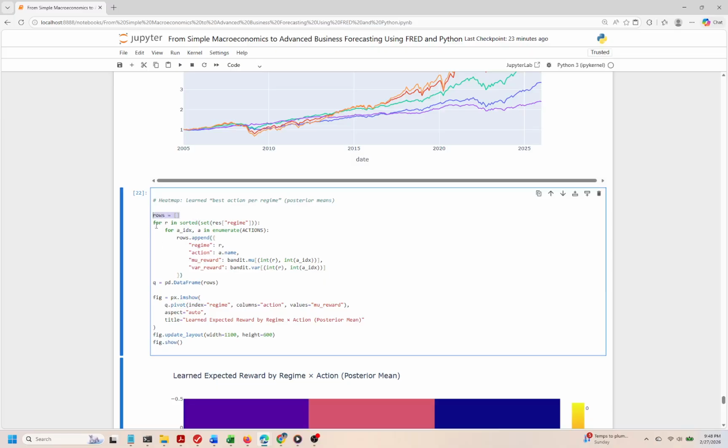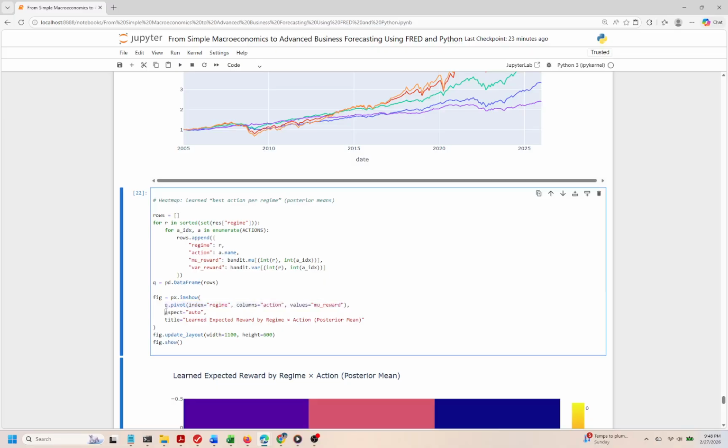We then iterate through each unique regime found in our dataset, and for every regime, we look at each action available. Here we gather essential data, such as the regime, the action name, and the mean and variance of rewards associated with each action in that regime. The mean reward reflects our expectation of the reward that will come from each action, while the variance gives us an idea of the reliability of that expectation. As we append this information to our list, we structure it as a dictionary for easy access later.